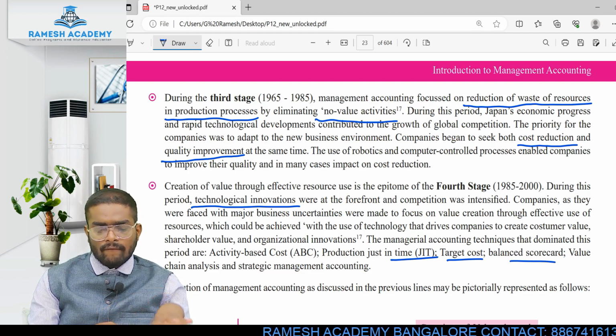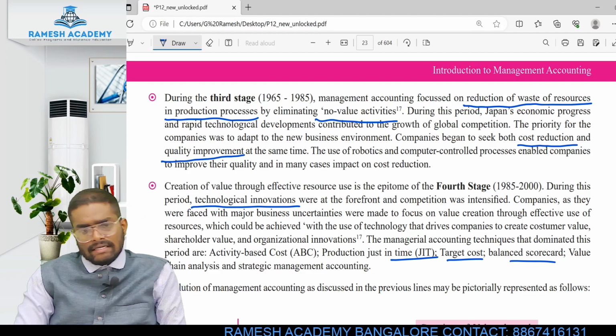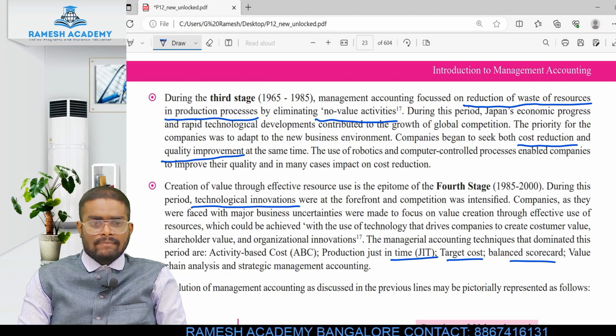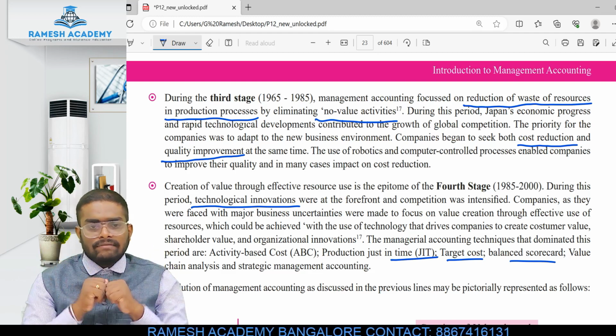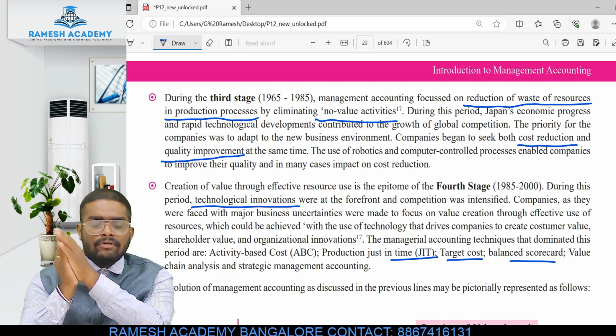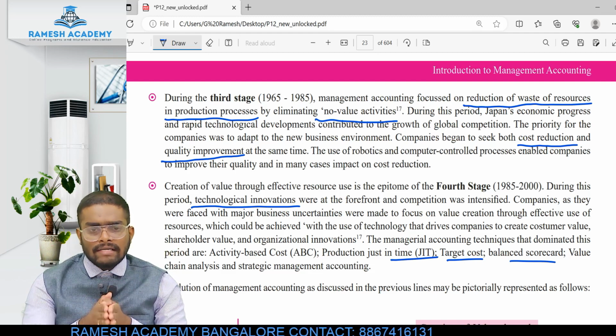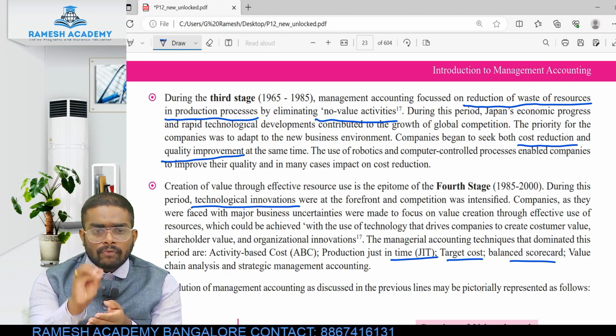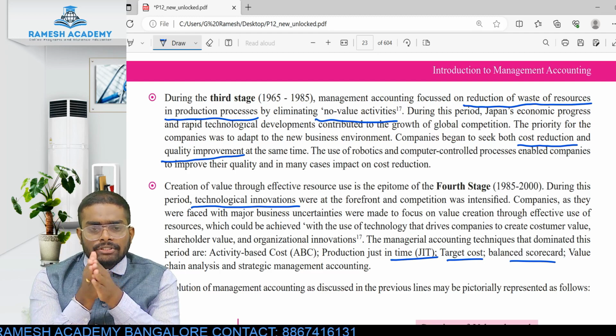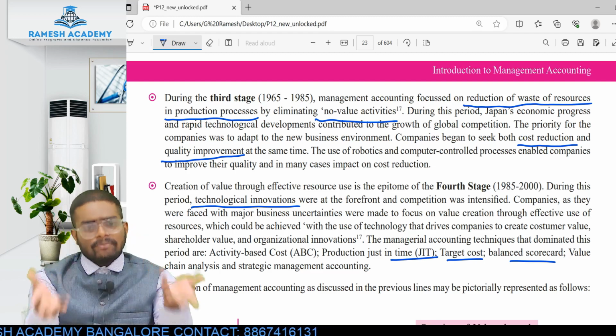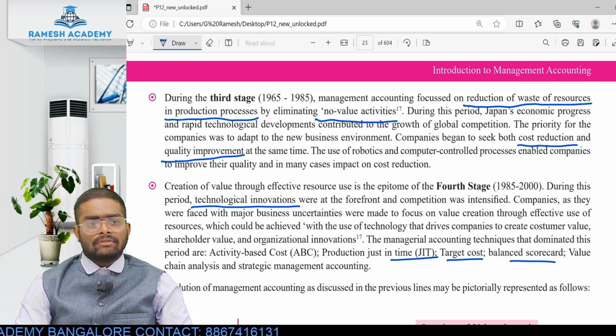Okay, next we have value chain analysis. In value chain analysis, we will be having two kinds of activities. One is the value adding activity, and one is the non-value adding activity. Value adding activities are those activities which provide value to the business. Processing or production has to be done. We can't ignore processing and production.